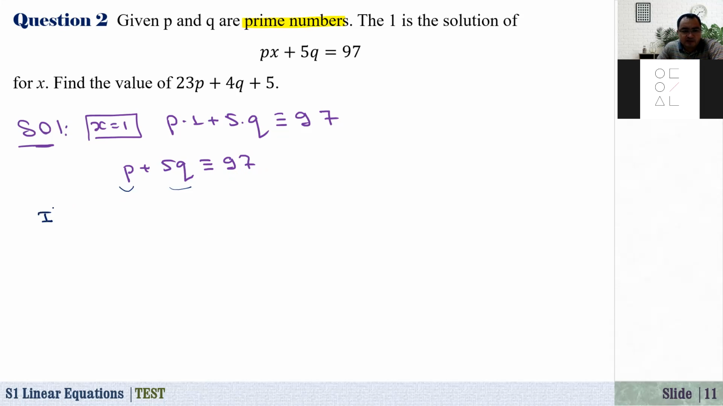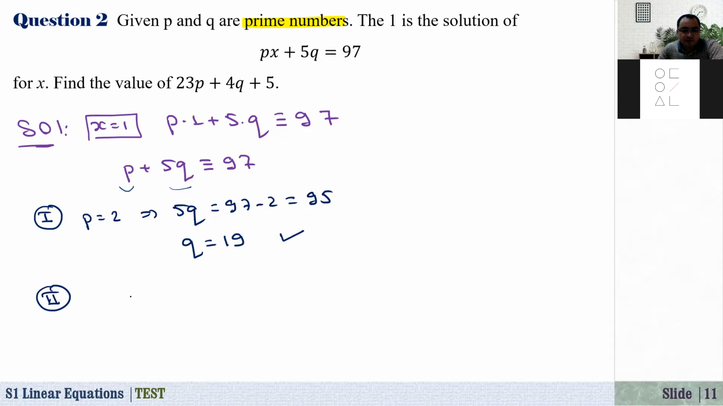My first guess: suppose that p is equal to 2. So at that time, 5q will be equal to 97 minus 2. That's equal to 95. And what is q? 95 divided by 5 is equal to 19. Is it a prime number? Yes. So actually it works, right? And how about the second guess? How about if q is equal to 2?